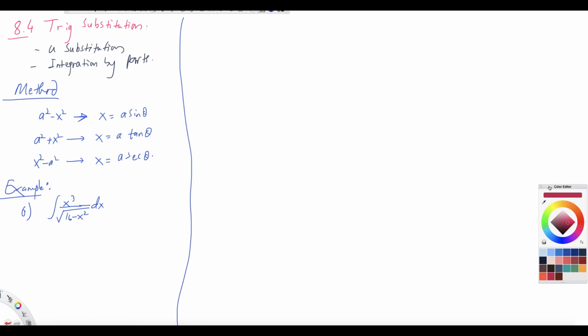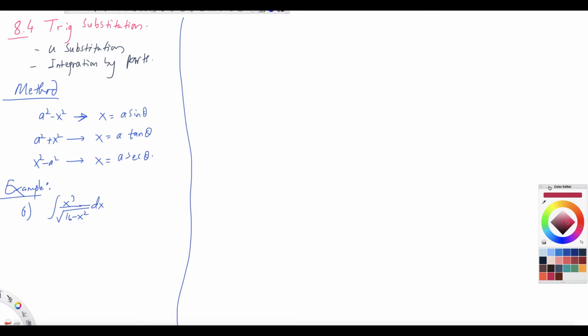Okay, but trigonometric substitution is a method where you change to the trig functions and then come back to the original x function. So it is a little bit of work. Let's see one example. But before doing the example, what is the method? How do you know what trig function we should substitute? That is a very important thing.